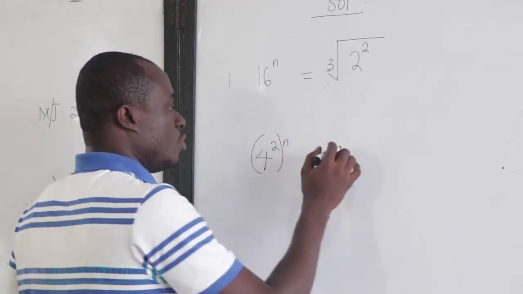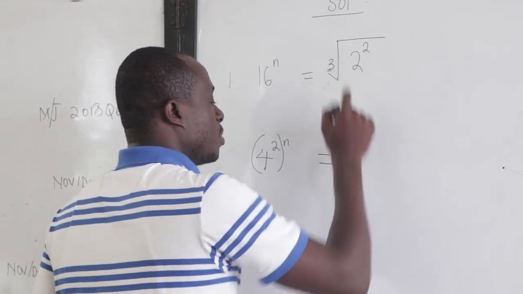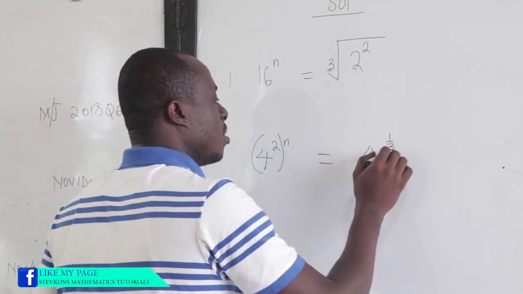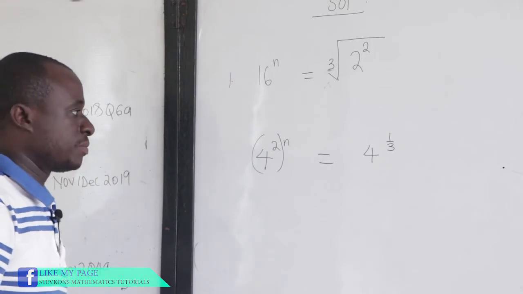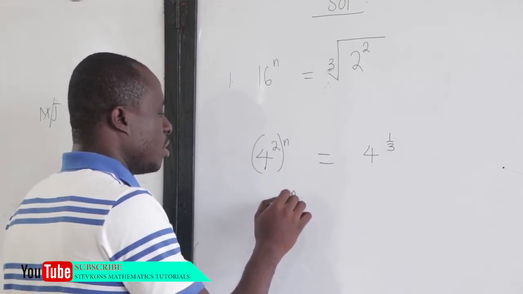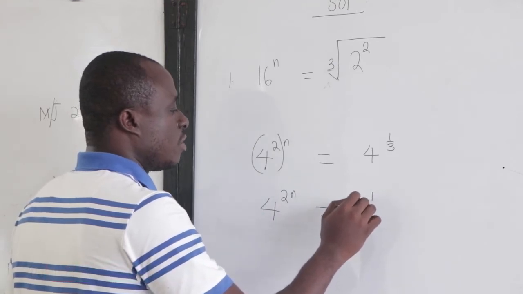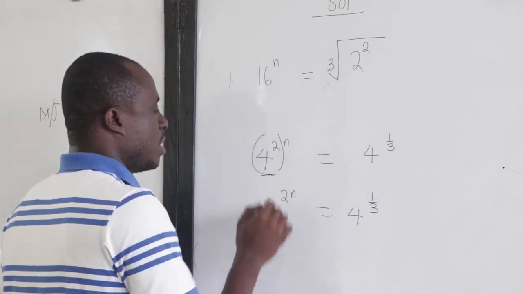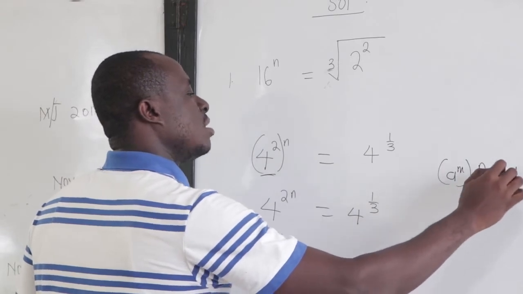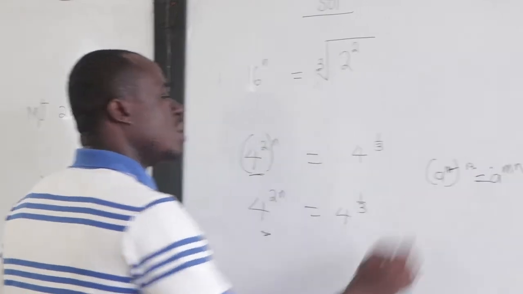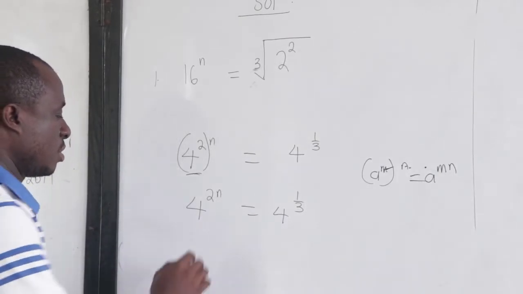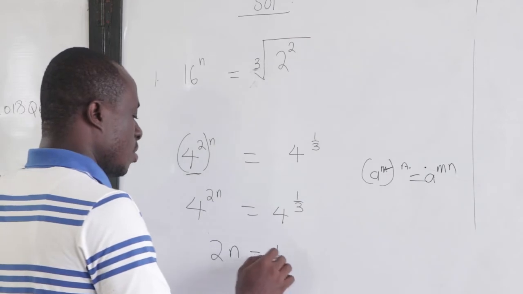And this cube root of 2 to the power 2 is the same as, what do you have here? 2 to the power 2, so that is 4, and the cube root, which is 1 over 3. Now this can be expressed as 4 to the power 2n equal to 4 to the power 1 over 3. Why did this change to this? We know if you have a to the power m, all to the power n, the m multiplies the n. From here we can equate the exponents. So we have 2n equal to 1 over 3.